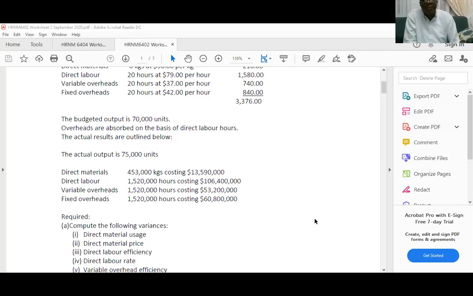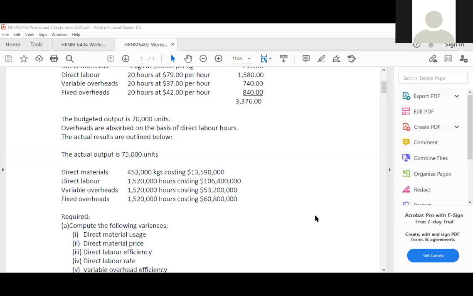What did we actually pay for each hour? $70. So let's pause a while. Will this be adverse or favorable? Favorable. It's going to be favorable. And then we're going to multiply what's in the bracket by 1,520,000 hours.